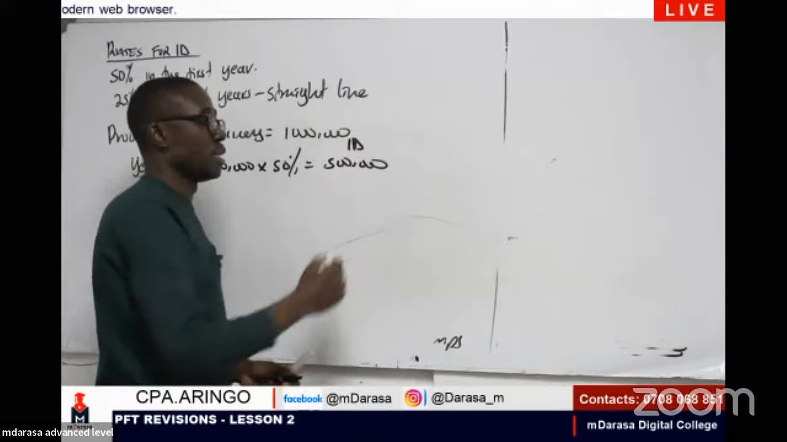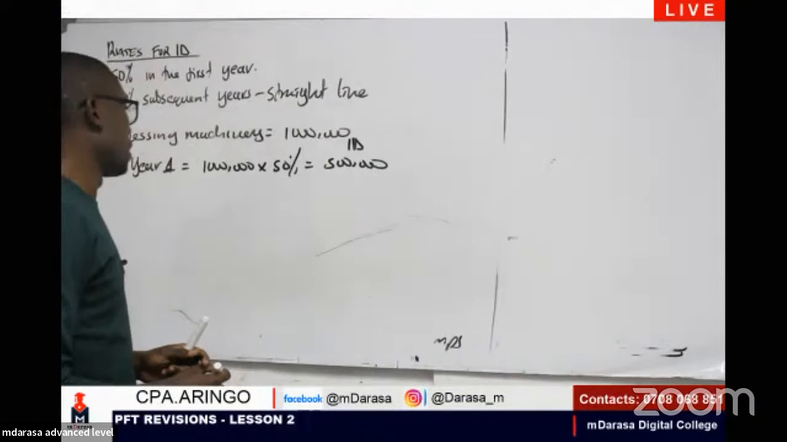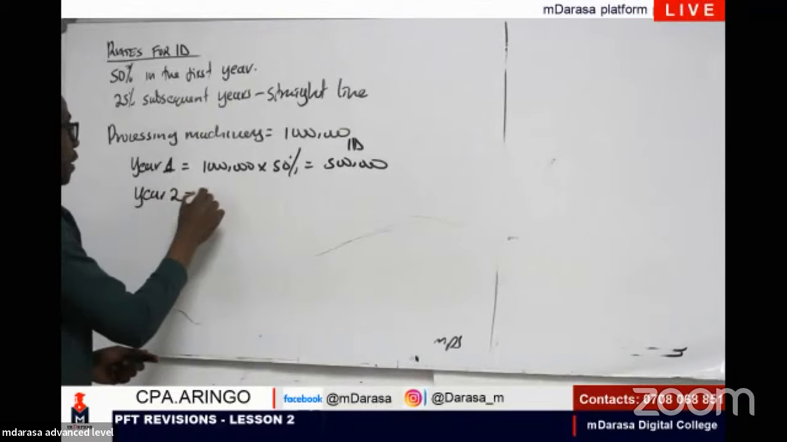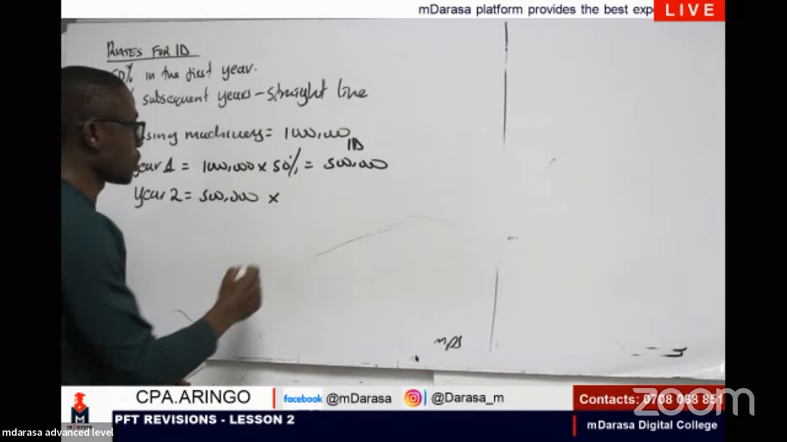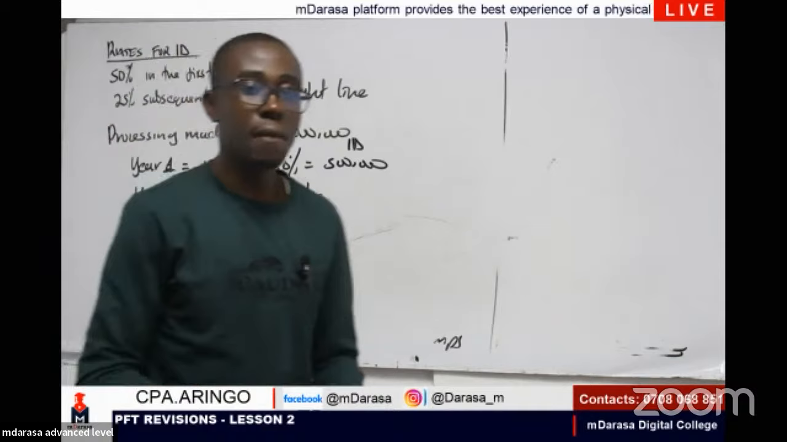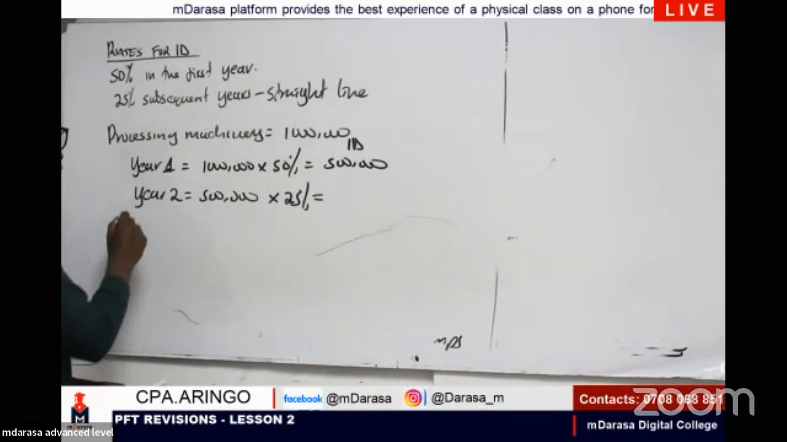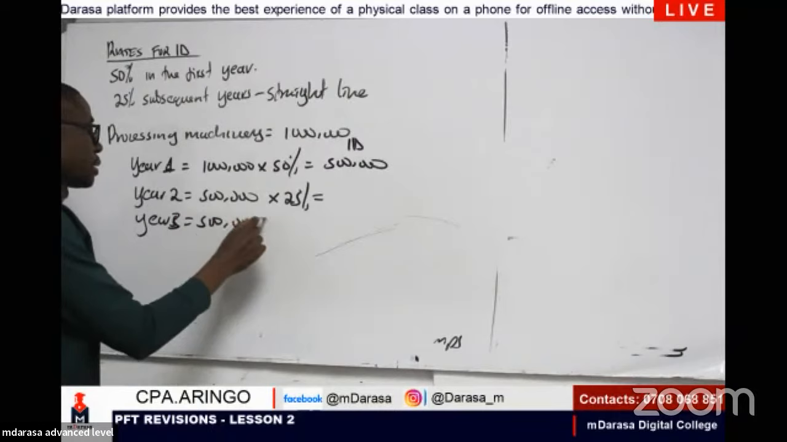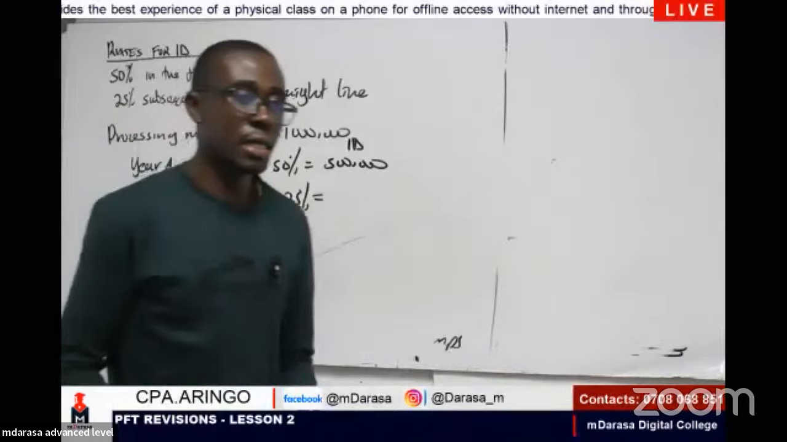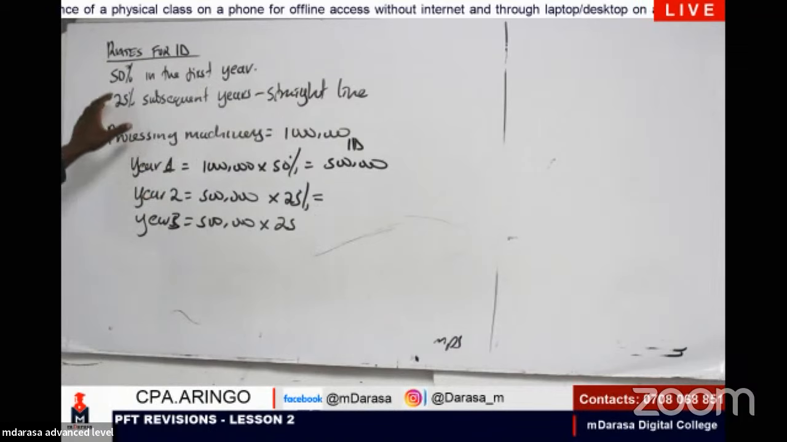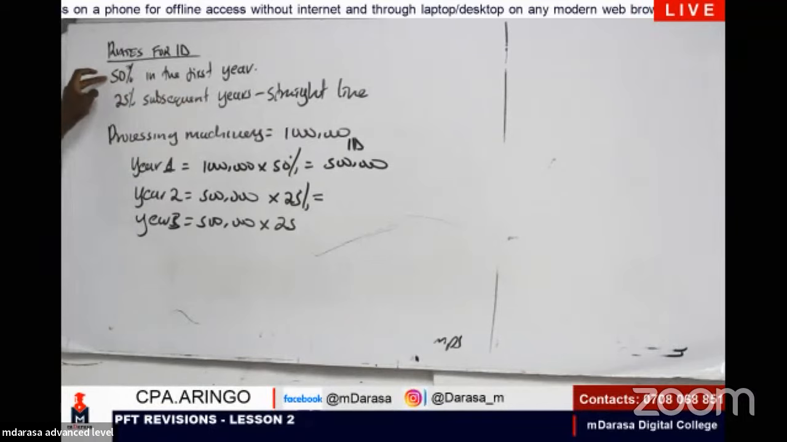Year two, we are going to take the balance, which is 500,000. We are going to provide this at the rate of 25% on straight line basis all through. So year three will be 500,000 times 25%, up to whichever year you're looking at. So for this case, in the first year we provide at the rate of 50%, and in subsequent years on the balance, I'll be providing it at 25% on straight line basis.